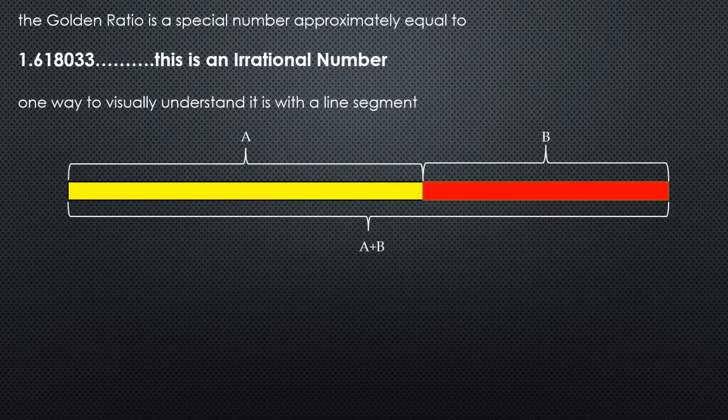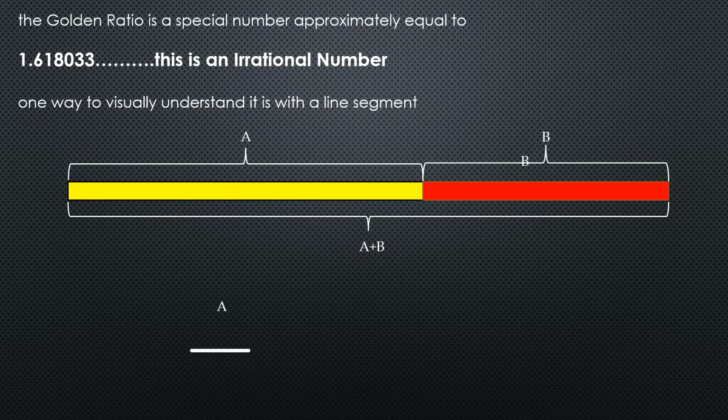What is the golden ratio? The golden ratio is a special number approximately equal to 1.618033 and so on. It is a non-terminating number, therefore an irrational number. One way to visually understand it is with a line segment. This is a line segment that has been split in two parts, A and B. A is longer than B.